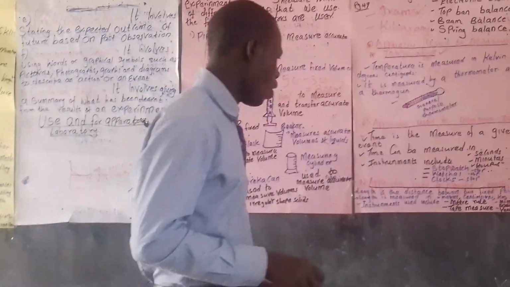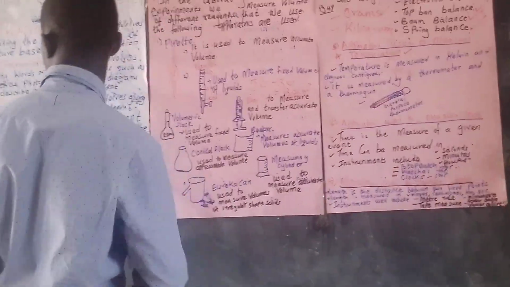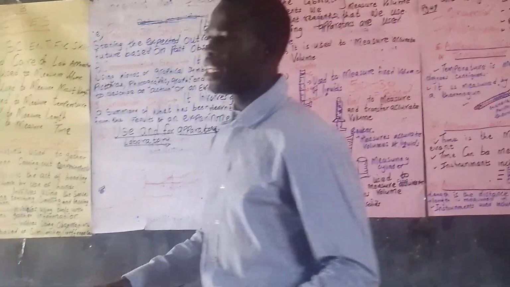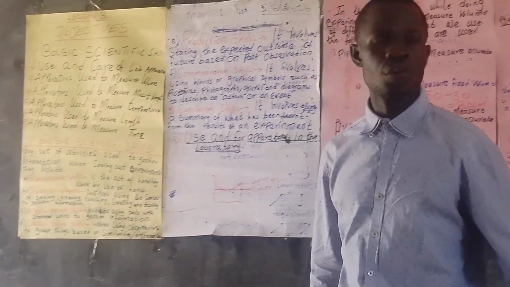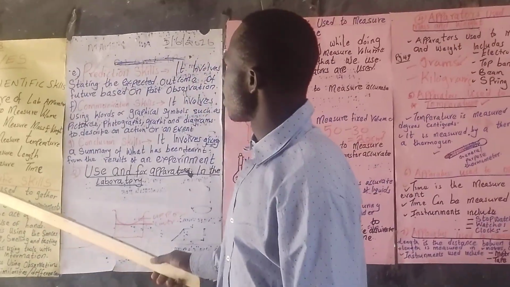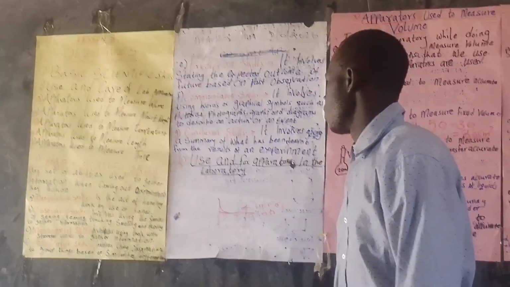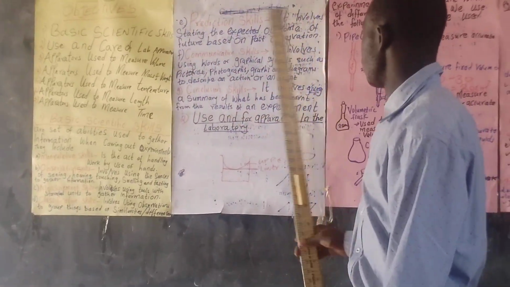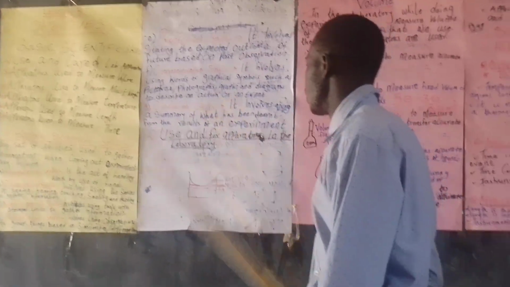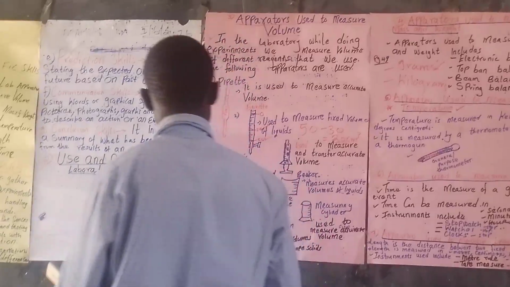Students, we are almost coming to the end of this lesson, but let's remind ourselves what we've learned. We've learned about basic scientific skills that we need to know while in the laboratory. These are the skills we use when we are in the laboratory: creative skills, observation skills, measurement skills, classification, prediction, communication skills, and conclusion skills. Learners, let us ensure that we get them at our fingertips.